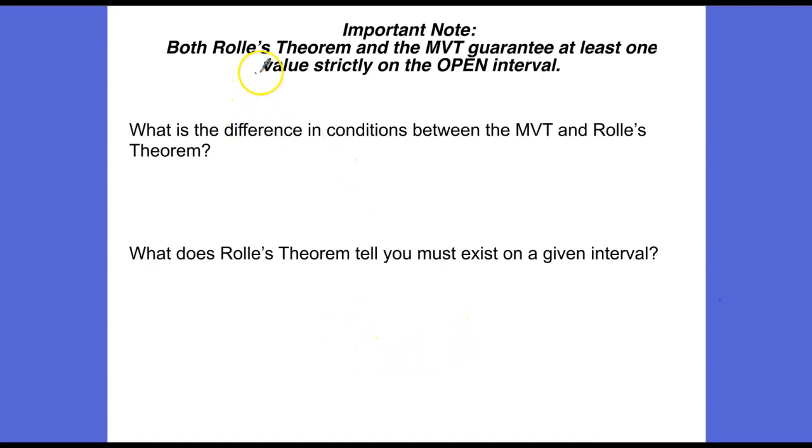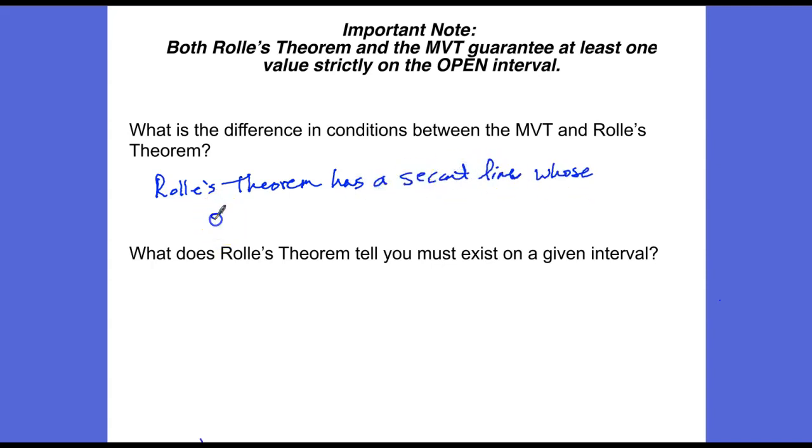We've talked a little bit about how Rolle's theorem and the mean value theorem are similar. In fact, Rolle's theorem is a special case of the mean value theorem, but let's talk about their differences. What is the difference in conditions between the mean value theorem and Rolle's theorem? Well, Rolle's theorem has a secant whose slope is 0. What does Rolle's theorem tell you must exist on a given interval?